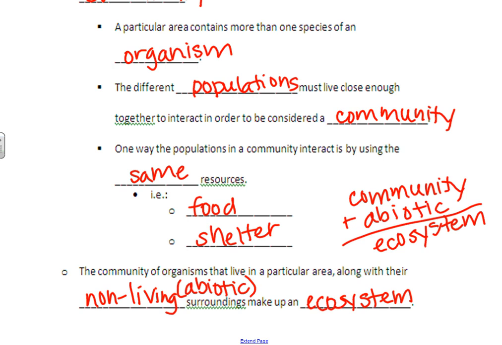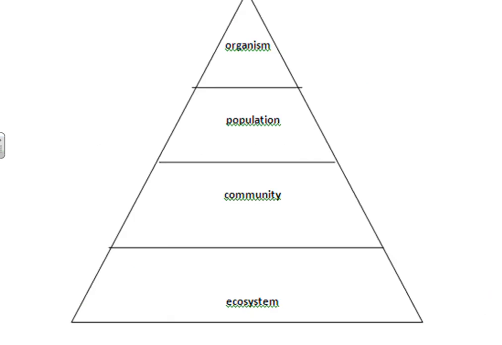Okay, so let's take a look at our pyramid and see how these things build up. We start off at the top of the pyramid, where you have an organism, because the top of the pyramid is the smallest part. An example of an organism would be one prairie dog. Now a population example would be many prairie dogs. So you have the same organism, but many of them.